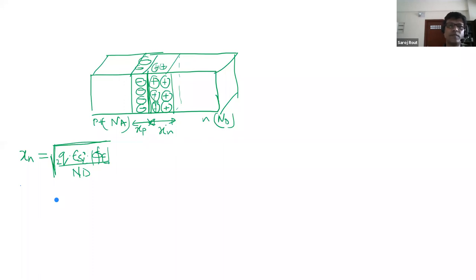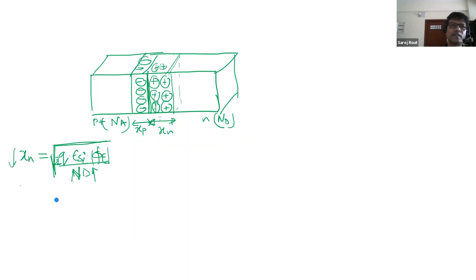barrier. And if you look at this distance, it is given by this equation here, 2q times epsilon Si, the Fermi potential divided by the donor concentration. You just need to understand the relation between the donor concentration and this length, because if I need more carriers per unit length, that means I need a higher dopant concentration. So as the dopant concentration increases, this is decreasing, right?